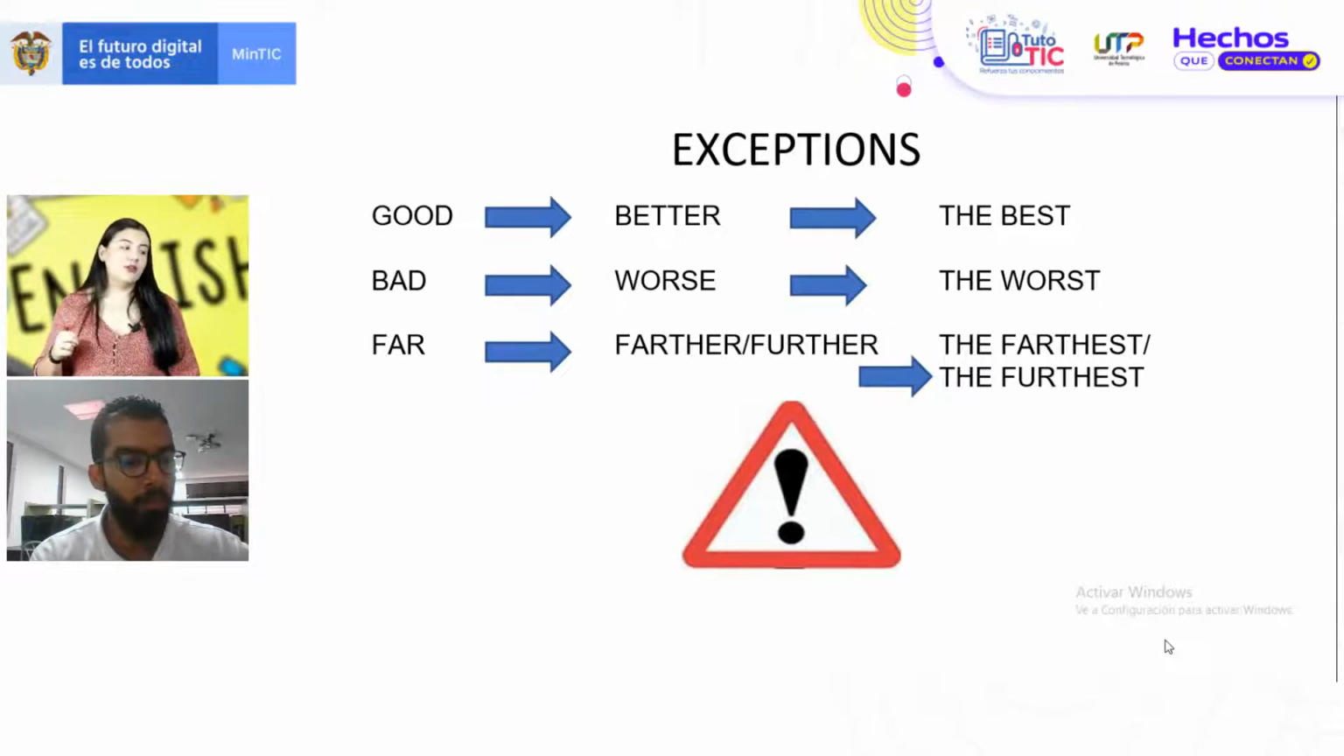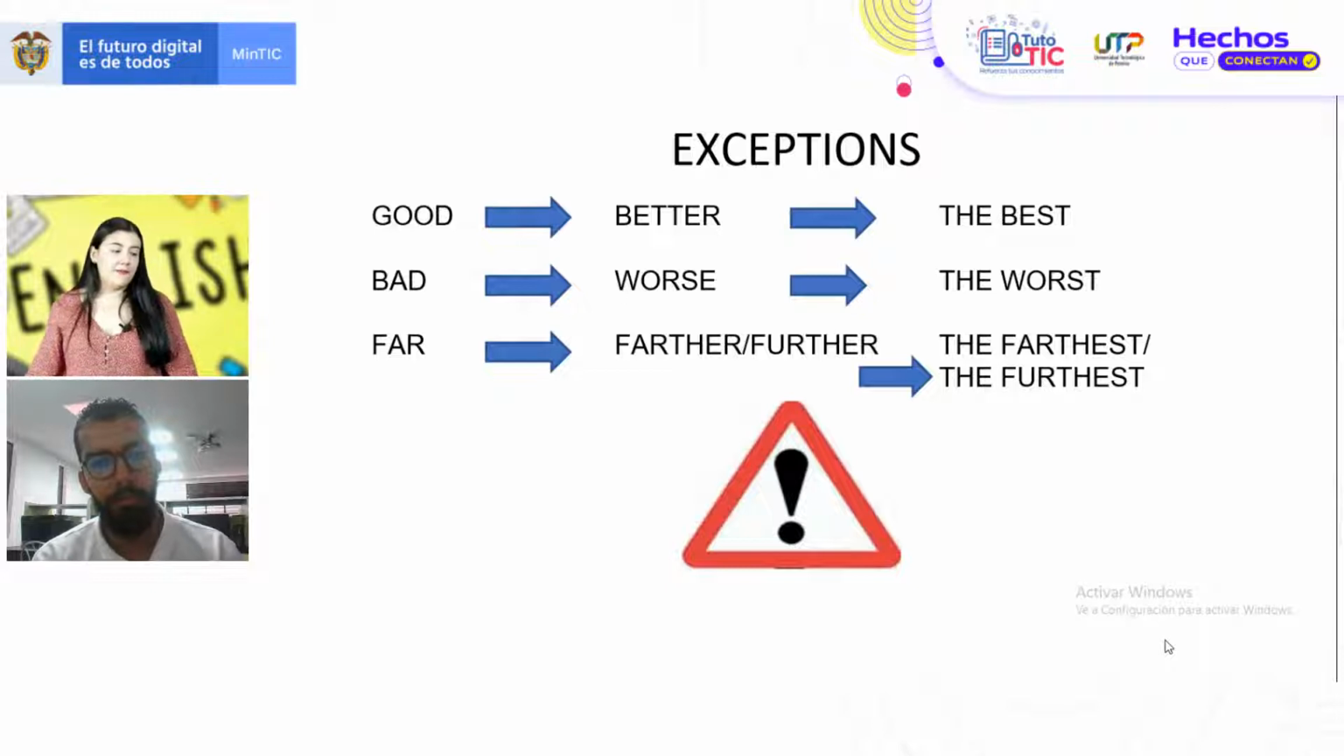La segunda excepción es bad, y entonces el comparativo sería worse. Worse para comparar, y para hacer el superlativo diríamos the worst. The worst. That is the second exception. And exception number 3 is far. So to make the comparative, we say farther. And to make the superlative, we say the farthest. Okay, the farthest. Those are the three exceptions.